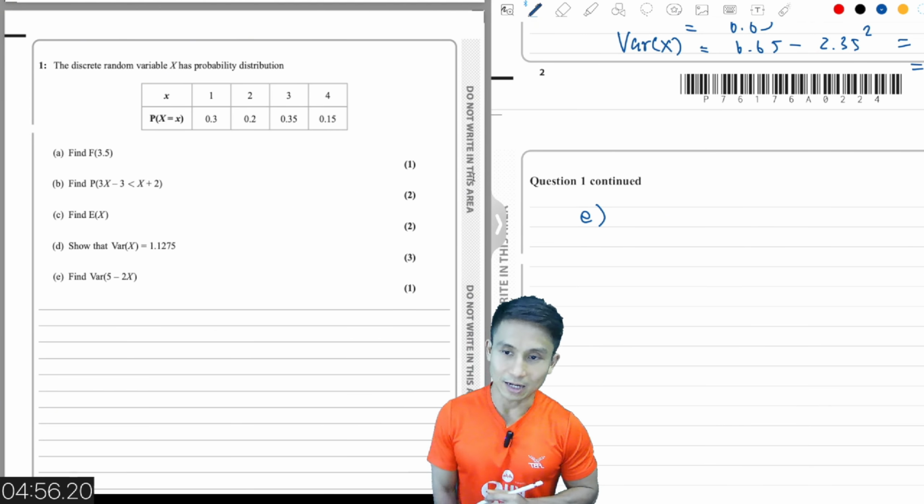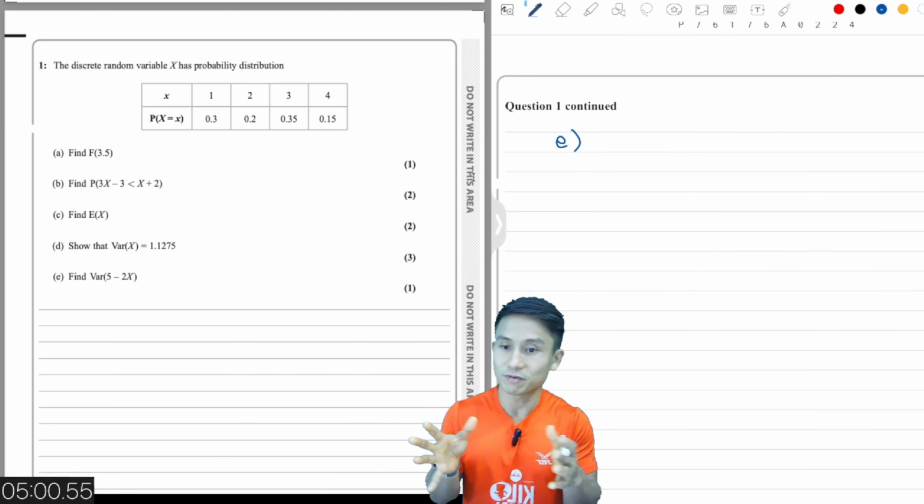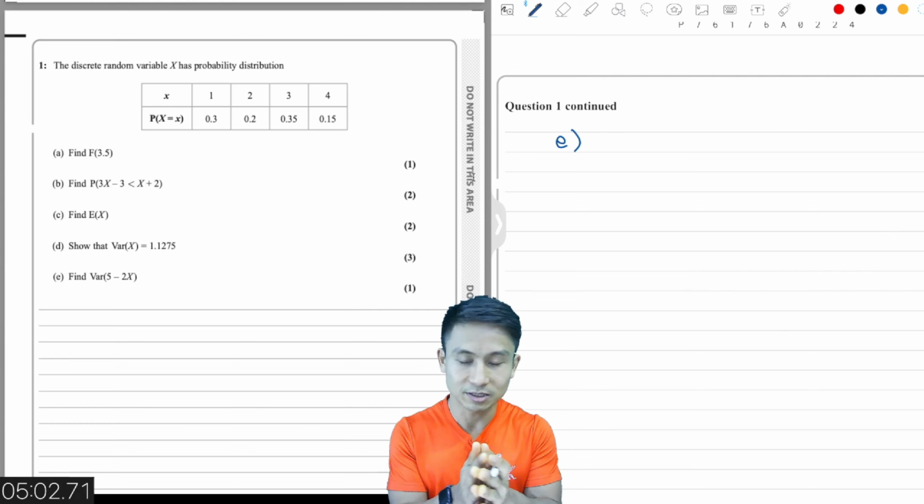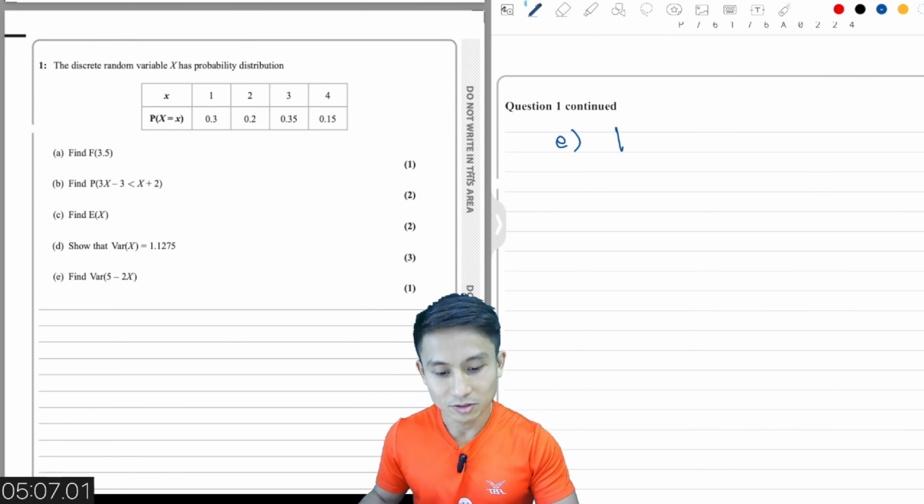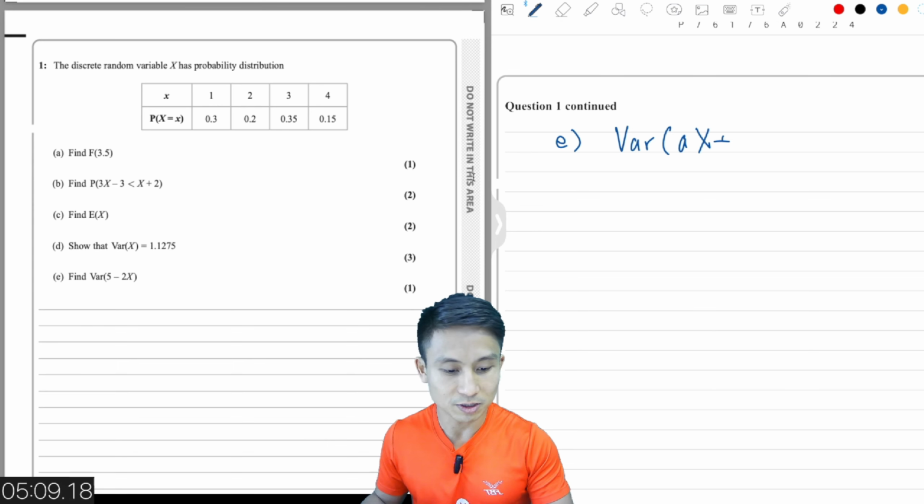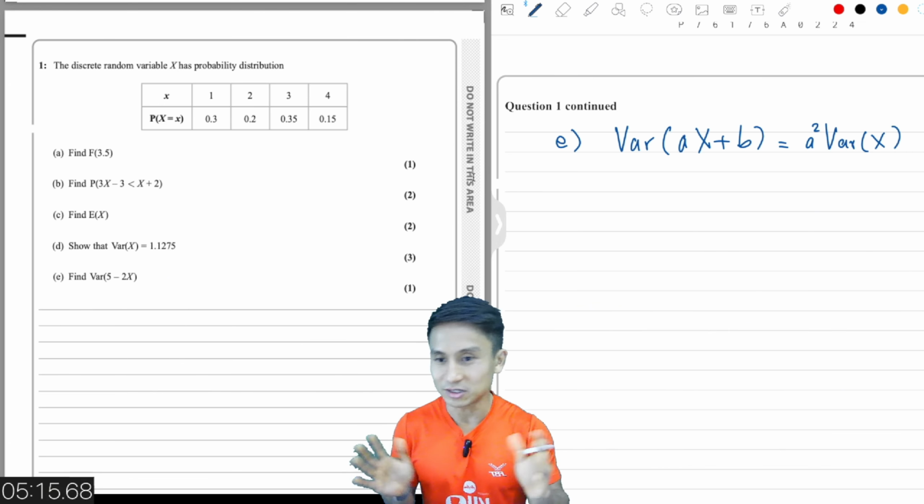Find var of that. Well, this is kind of like coding in discrete random variable, like how coding affects the variance and mean. You should know that. So when we have var of ax plus b, it's basically a squared var x. So the b here is negligible. It doesn't change the variance.